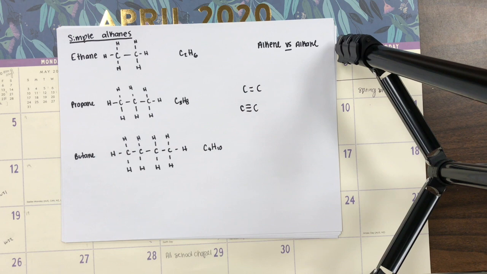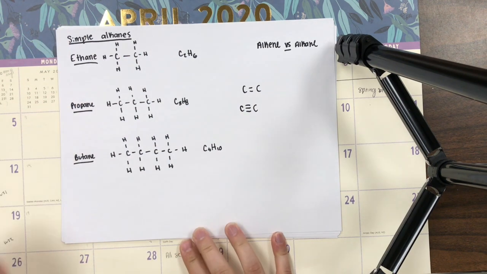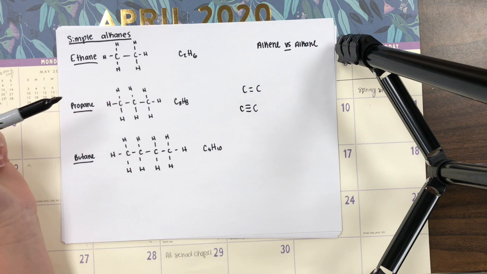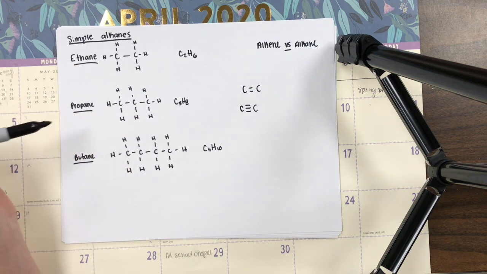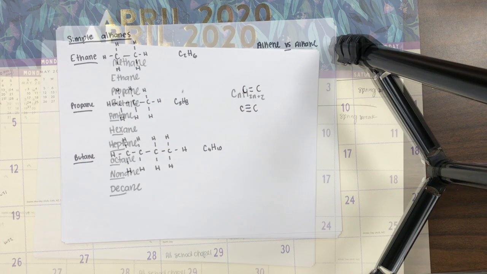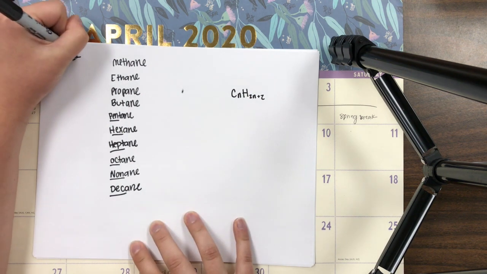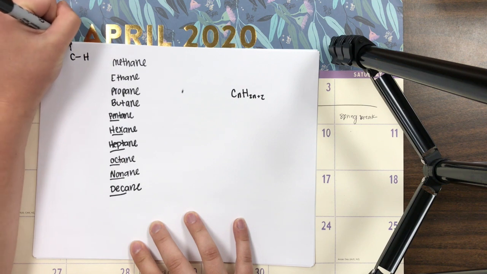And so the 3 main simple alkanes you need to be familiar with are ethane, propane, and butane. Ethane has 2 carbons and then 6 hydrogens. Propane has 3 carbons and 8 hydrogens. And butane has 4 carbons and 10 hydrogens. Okay, so methane is the other one that you need to be familiar with. Methane is CH4, so C and then 4 H's.